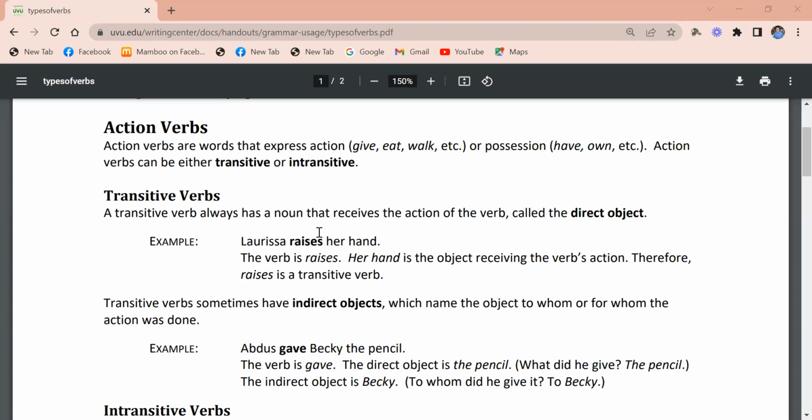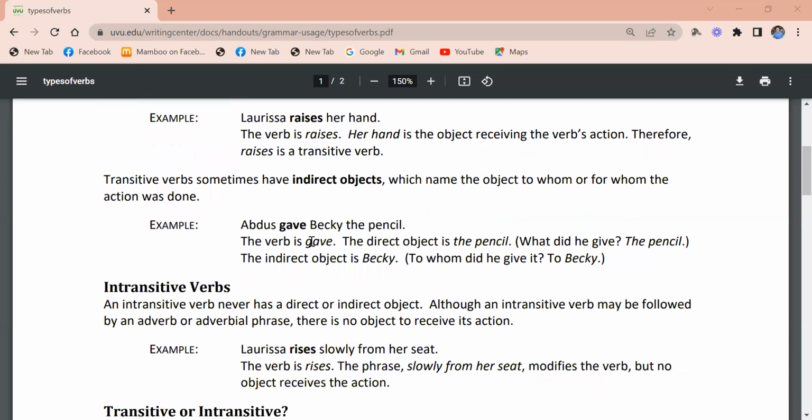The verb is raises. So how are you going to find out whether it is a transitive verb or intransitive verb? Of course, by identifying the direct object. How are you going to identify the direct object? By answering the question, what or to whom? Lorisa raises what? The answer is her hand. So it means it is the direct object. Since we have a direct object identified in this sentence, it is a transitive verb. So the word raises here is a transitive verb. Do not be confused on that.